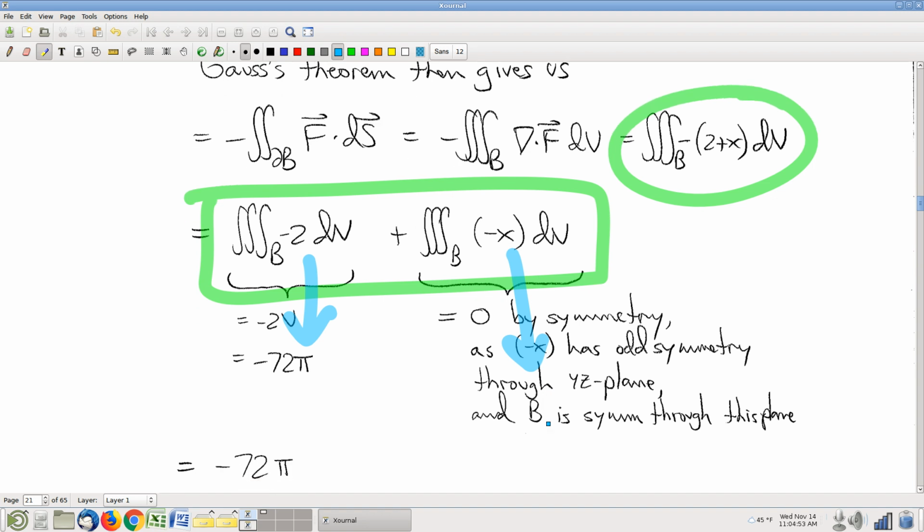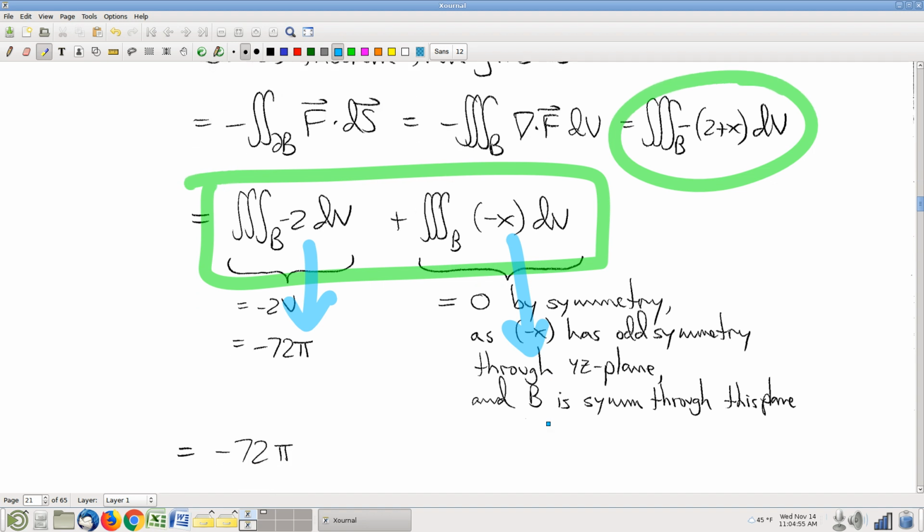Gotta love it, right? Now, make sure you document at least a little bit. You've got to tell me what is the plane that you're declaring symmetry through. You have to correctly observe that the function has odd symmetry, and that the domain is symmetric through that plane. And then you can just declare it equal to 0.